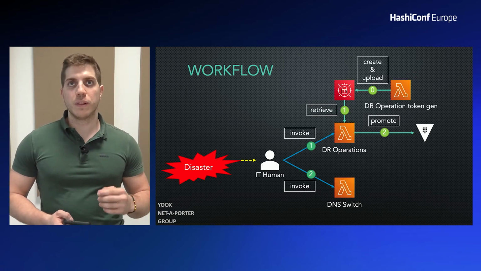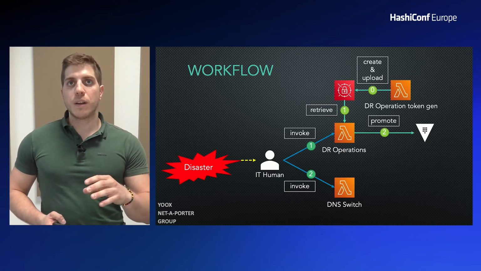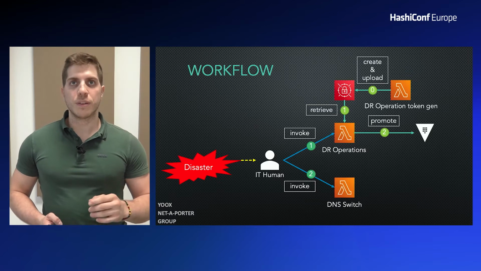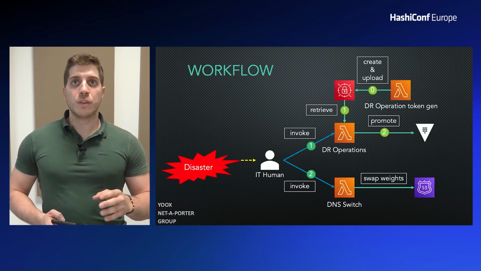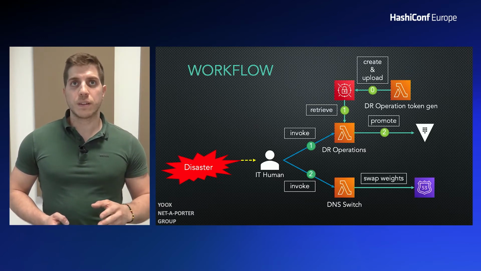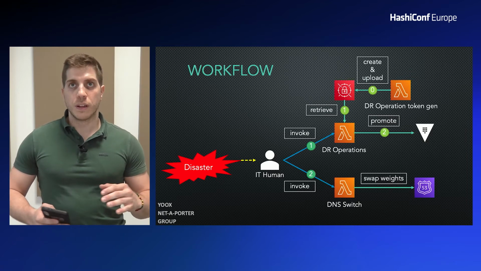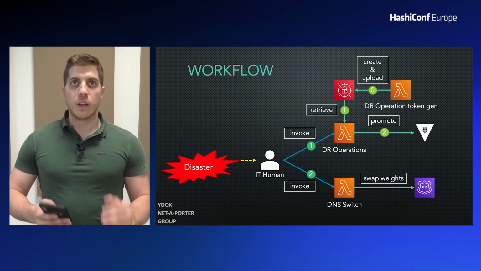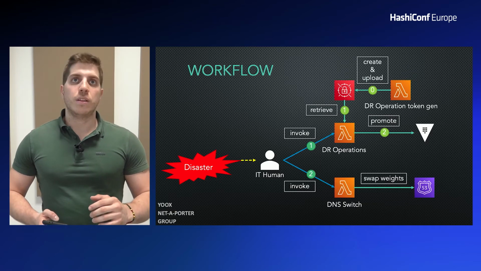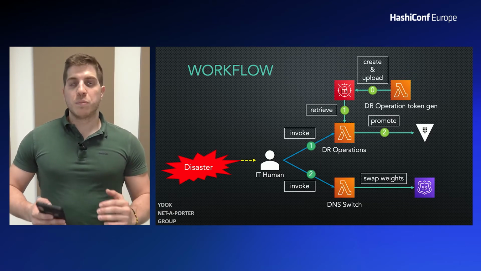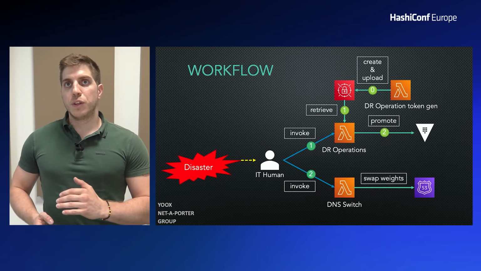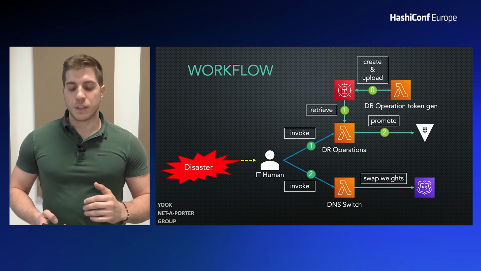After that, we will invoke another Lambda, which we call the DNS switch. What it will do is swap the weights of the Route 53 DNS records, so it will set the old primary to 0 and set the maximum value for the new primary cluster.